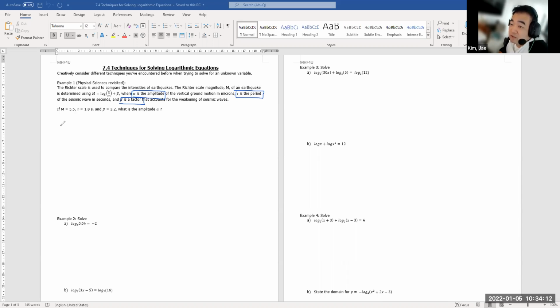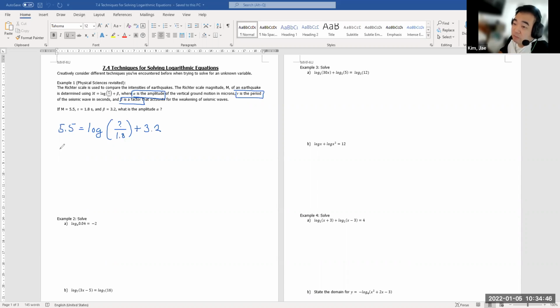If the magnitude is 5.5, if the period is 1.8 seconds, if the factor that accounts for the weakening of seismic waves is 3.2, what is the amplitude of the vertical ground motion? Okay, that's it. You might want to take out a calculator. I'm going to quickly do some mental math.